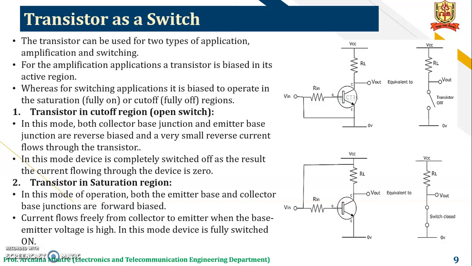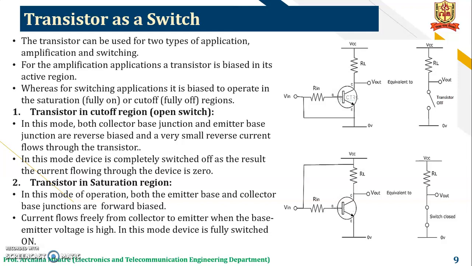Now next, transistor as a switch. The transistor can be used for two types of application, either amplification or for switching purpose. For the amplification application, the transistor is biased in its active region, whereas for switching application, it is biased to operate in a saturation or cutoff region.